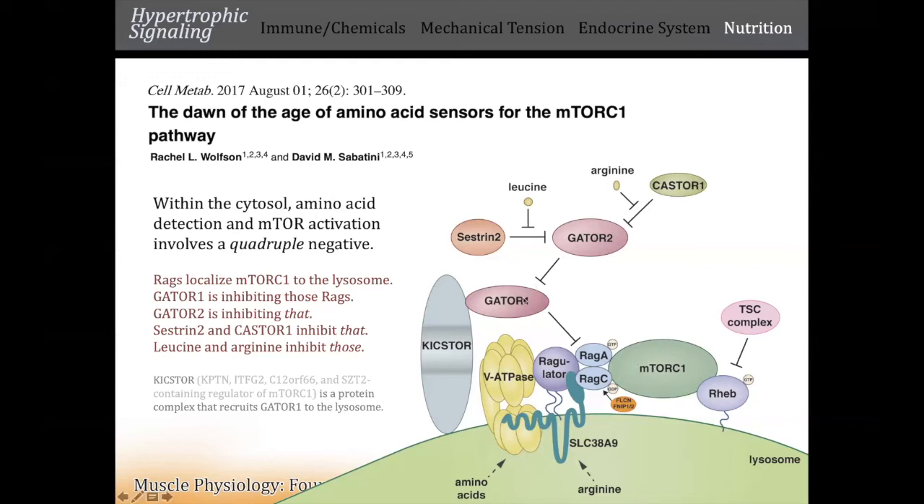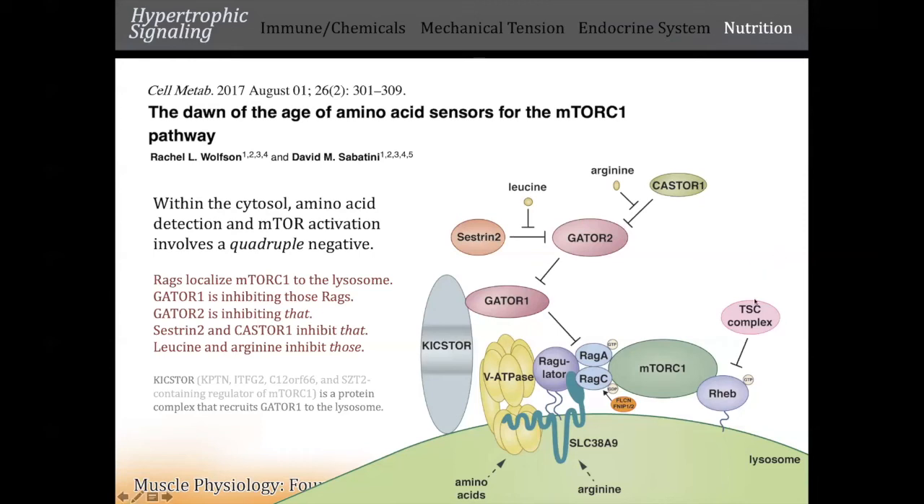Gator 2 is inhibiting Gator 1. Sestrin 2 is binding to and inhibiting Gator 2. And Castor 1, we talked about Castor, that's a cellular arginine sensor of TOR. So that one is also inhibiting Gator 2. And leucine, if it binds Sestrin, is preventing this interaction. It promotes the dissociation if you bind leucine to Sestrin. So what we have, again, is a quadruple negative.